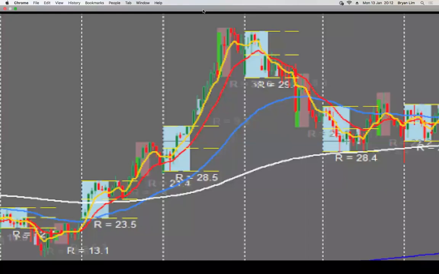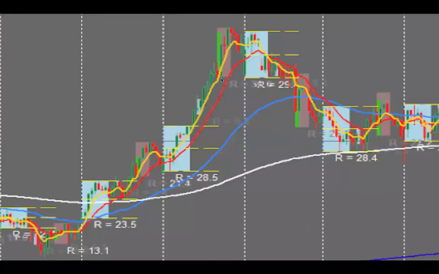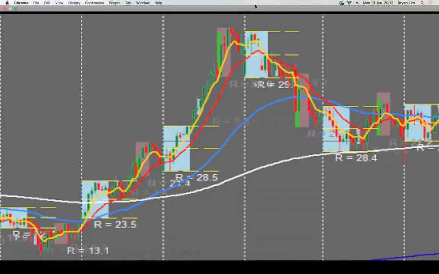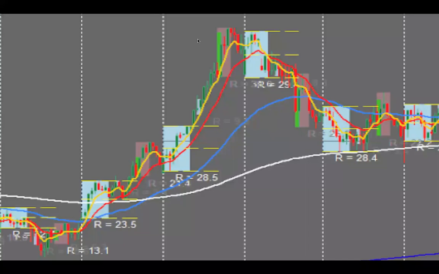Now, this is just a chart showing you an example of how this weekly cycle actually works. Let me just annotate this for you so you can see this clearly.